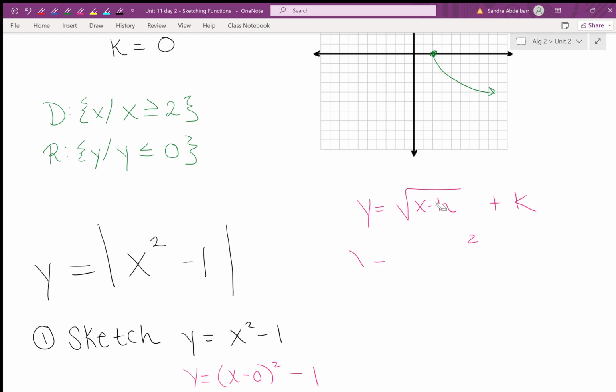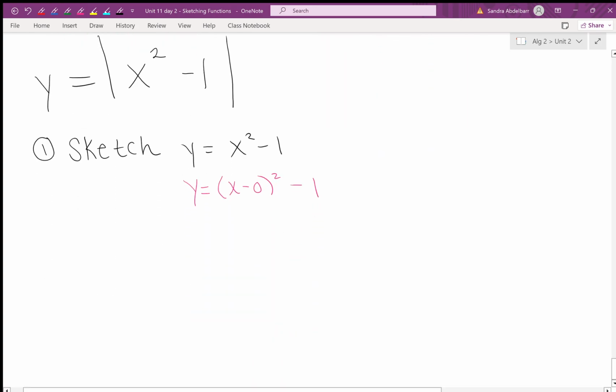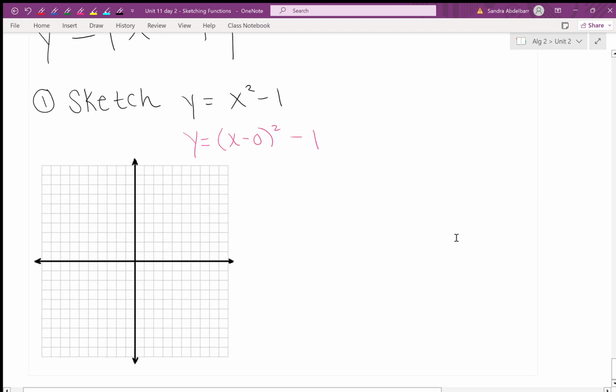So in this scenario, when we're just sketching y equals x squared minus 1, we know this is a parabola. How do we know it's a parabola? Because of the x squared. X squared is always a parabola. So if this is a parabola, could we manipulate it to make it look like the shifting format? Yeah, so then we can shift it. Do you see this series of steps you should be asking yourself? All right, so let's sketch this. We're not concerned with the absolute value right now.